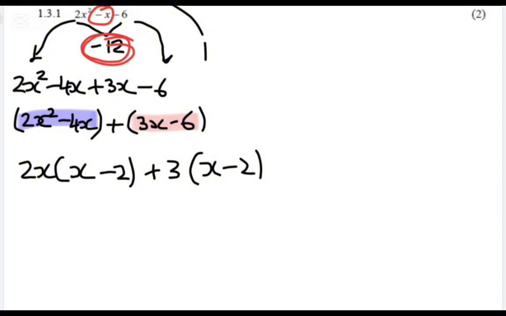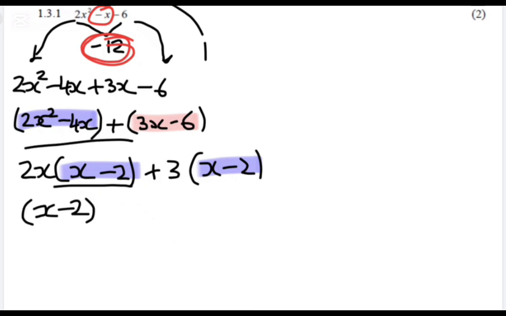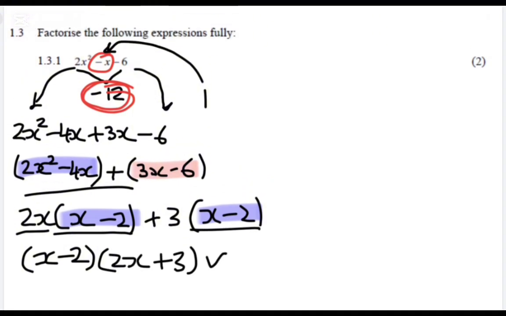So from here on now, as you can see, we have a common factor between these two terms. So we're going to take it out, which is going to be x minus 2. When we take x minus 2 from this term, we're going to be left with what? 2x. And when we take x minus 2 from this term, we're going to be left with what? Plus 3, and we are done factorizing this one.